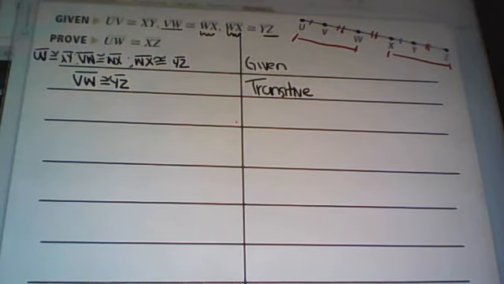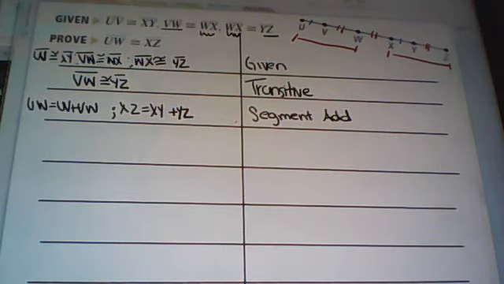So when you get stuck with the givens, make sure you always go back and look at your picture. And if you notice, we have to prove something about UW and something about XZ. And if you notice, there is no UW in the given at all or an XZ anywhere in these givens. So what we're going to do is use our picture to help. So UW is equal to what two segments put together? And if you notice in the picture, UW is equal to UV plus VW.